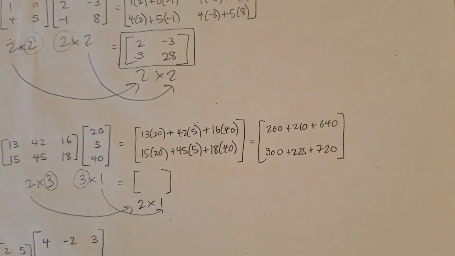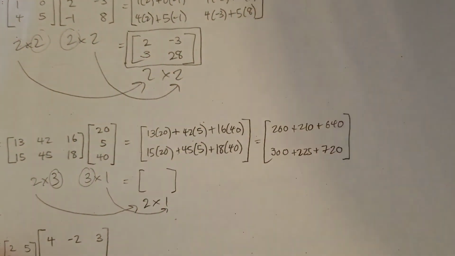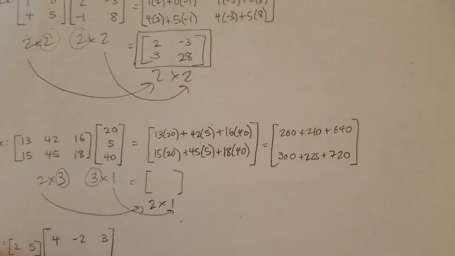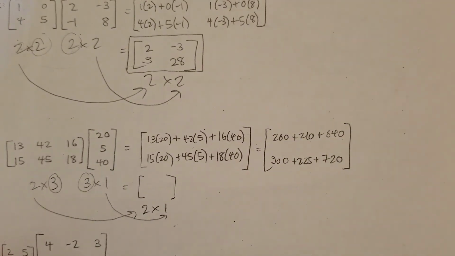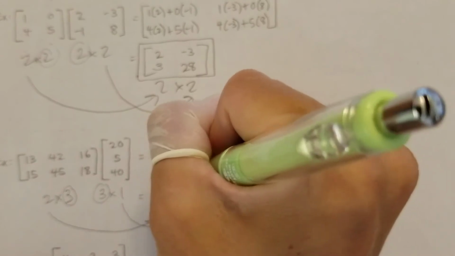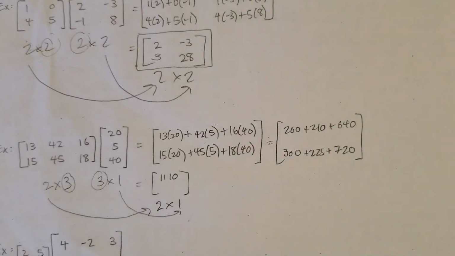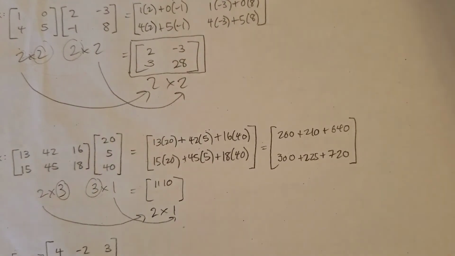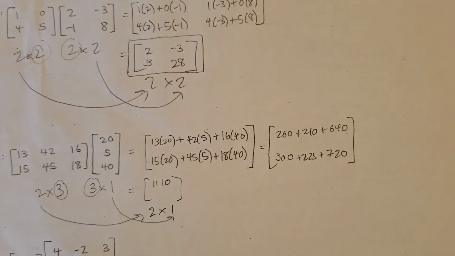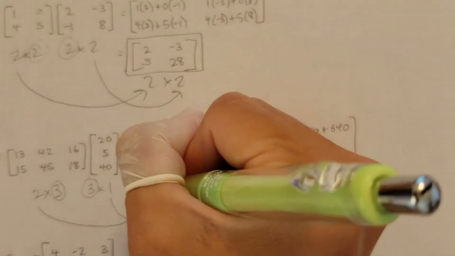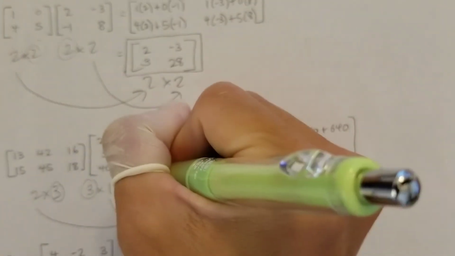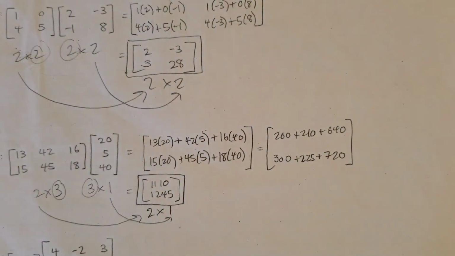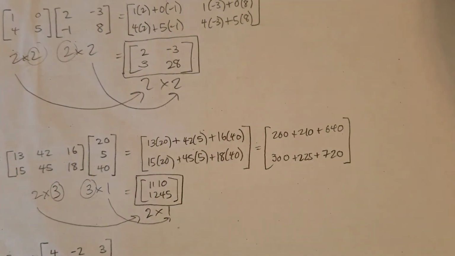Okay, so now what we do is we just need to add it up. So 260 plus 210 plus 640 is 1110. Okay. Now 300 plus 225 plus 720, and this is 1245. Okay. And that's how you would do that one. Last one.